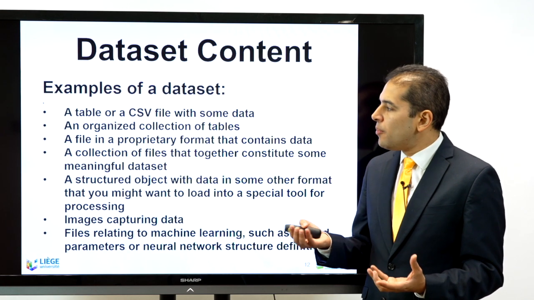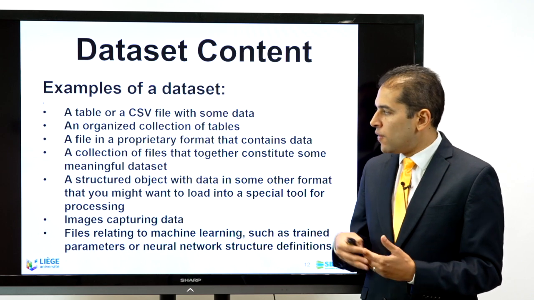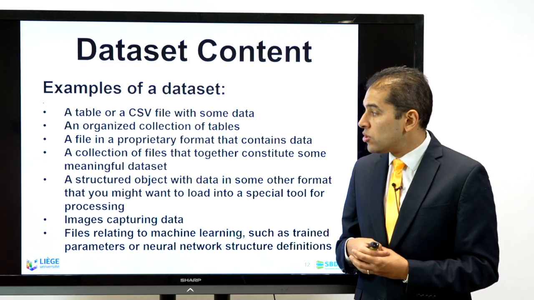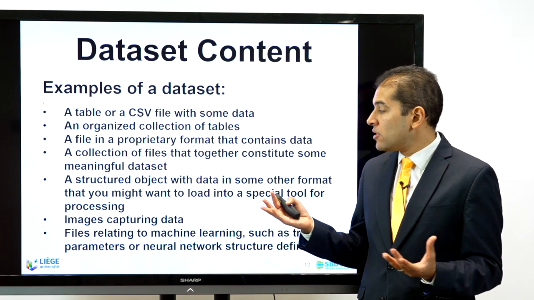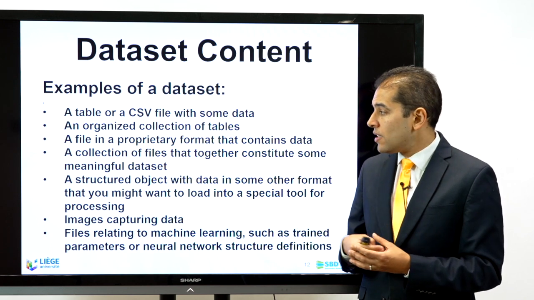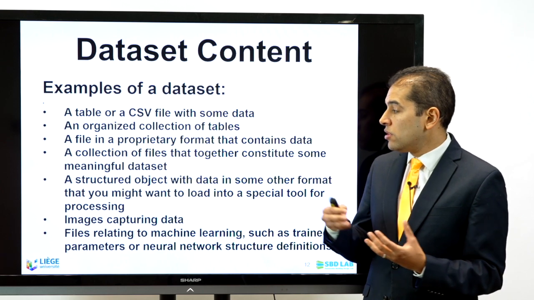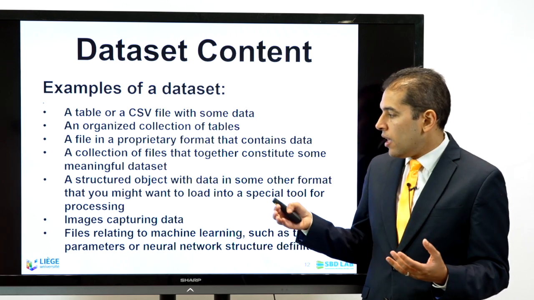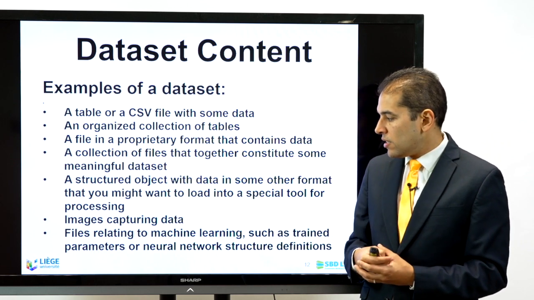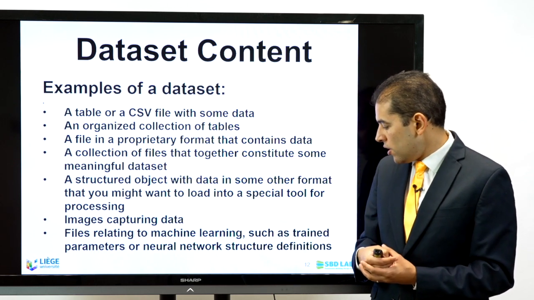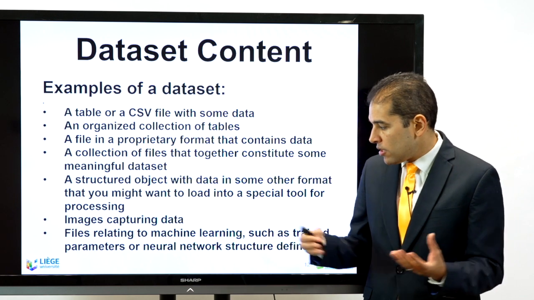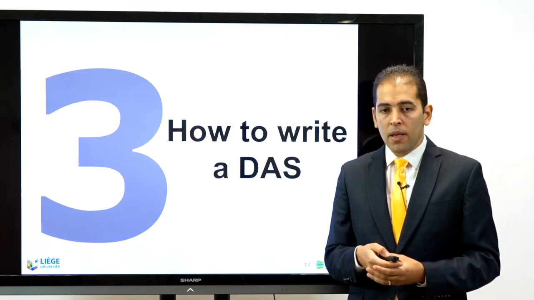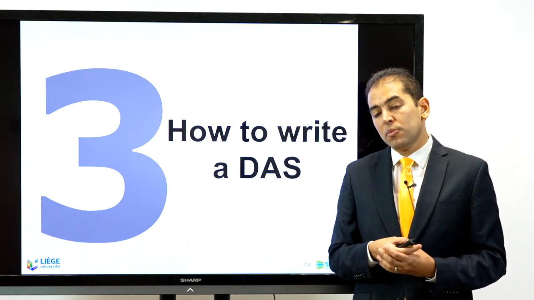When we look at examples of data sets, it could be CSV files, for example, from spreadsheets. It could be an organized collection of tables, a file in a proprietary format that contains data, a collection of files that constitute a meaningful data set, structured objects with data, images capturing data, files relating to machine learning such as trained parameters or neural network structure definitions, and so on. Now we come to the following part of the presentation.